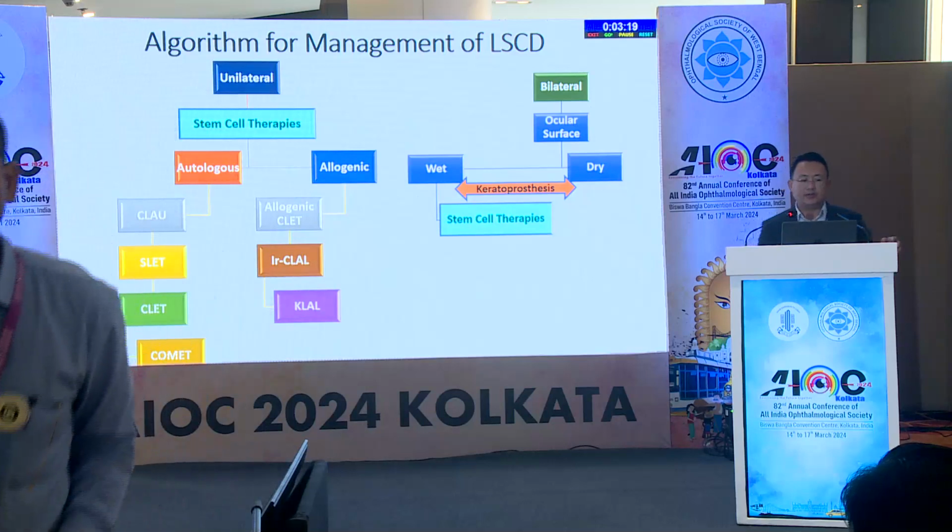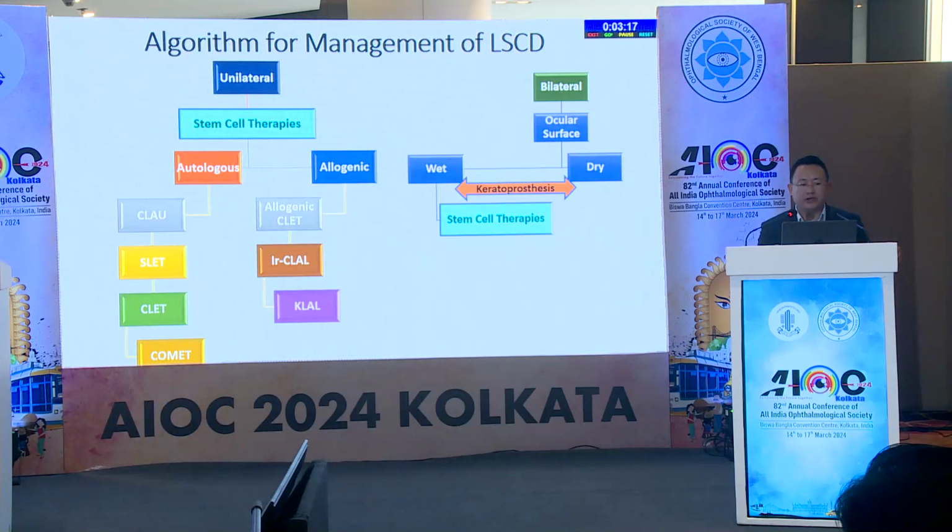If it is a unilateral presentation, then stem cell therapy is a good indication. It can be autologous or allogenic. The autologous can be CLAU, SLET or COMET. The allogenic is living-related conjunctival limbal allograft, or it may be keratolimbal allograft. When it is bilateral, we have to check whether the ocular surface is dry or wet. If it is wet, Boston type 1 keratoprosthesis is a good option, or if dry, type 2 can also be used. Then if it is wet in bilateral cases, you can consider various stem cell therapies.